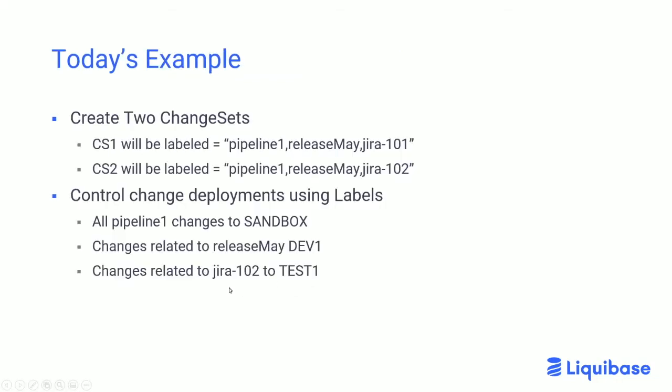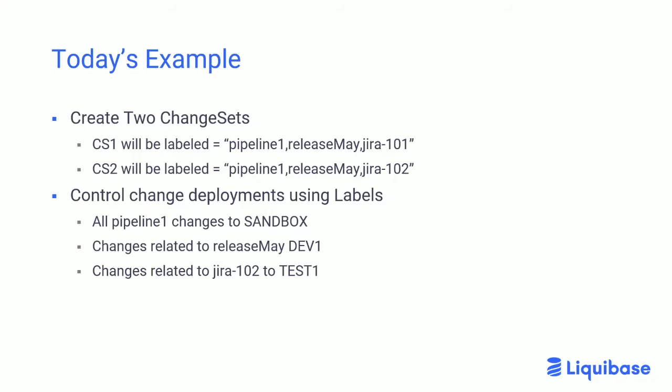All right. So our example today is that we're going to go ahead and create two change sets. They'll both be in pipeline 1. They'll both be associated with a release we're calling our May release. But each of them will be for a different feature, so they'll each have a different ticket. We're going to go ahead and deploy them.